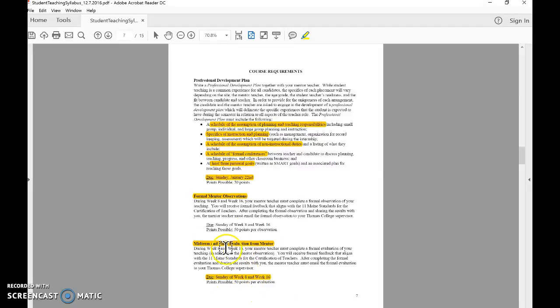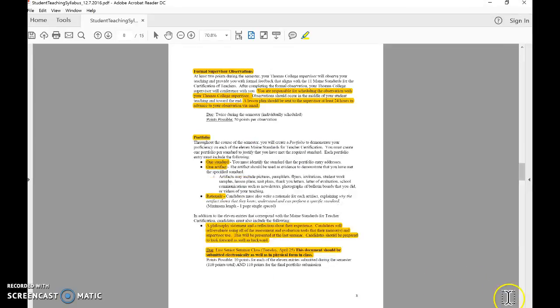Similarly, week 8 and week 16, your mentor will do an evaluation. So it's a general evaluation of you. Again, we'll provide you with that formal evaluation, and your mentor teacher will need to submit that back to us and to you. You'll also have 2 supervisor observations, either from myself, Dr. Rybakova, or Dr. Alexander. It is your responsibility for setting up those observations. And you are required to submit a lesson plan to your Thomas College supervisor at least 24 hours prior to your observation. And you should submit that via email.